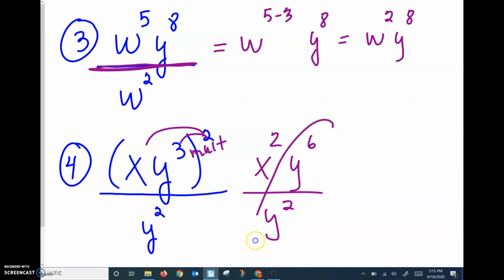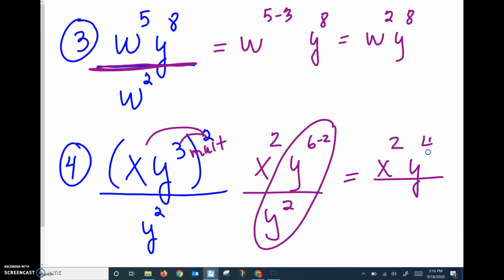Okay, our y's are the same here. So what are we going to do with those exponents? Well, that x to the 2nd we're going to keep. And these exponents we're going to subtract. So we're going to go 6 minus 2. So we get y to the 4th power.